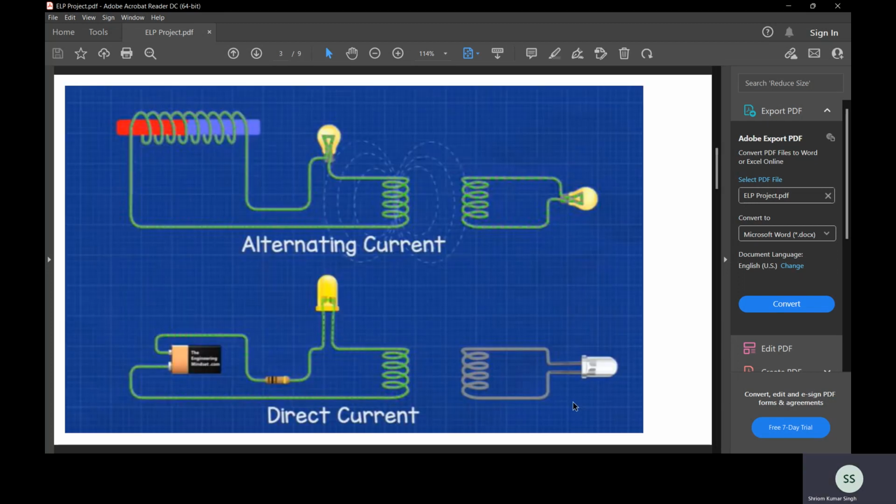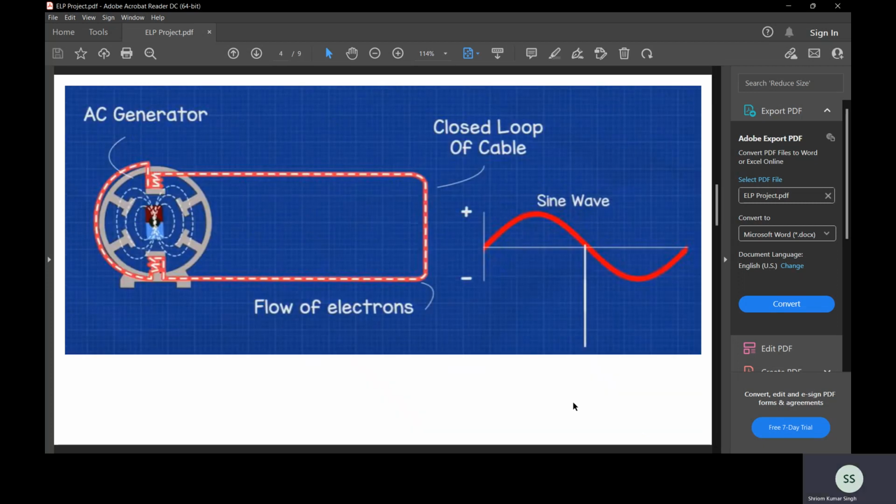Now we will see that the transformer works on the principle of induced EMF, and induced EMF is produced only when a varying magnetic field is there, and this will happen only in the case of alternating current. So a transformer will not work in the case of direct current. So this is the generation of electricity.